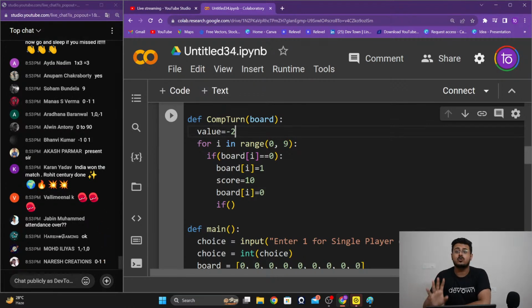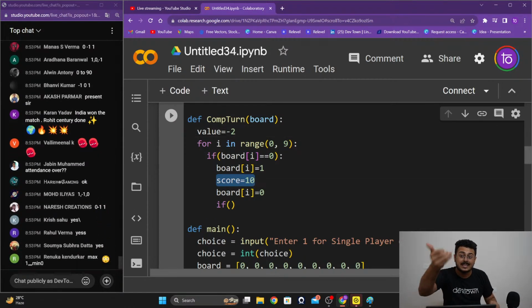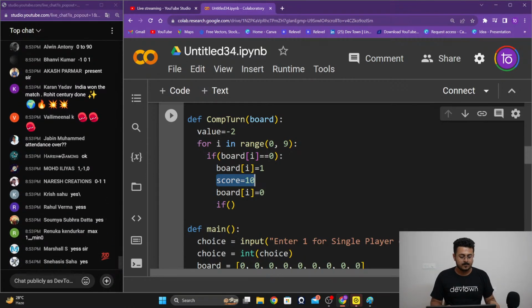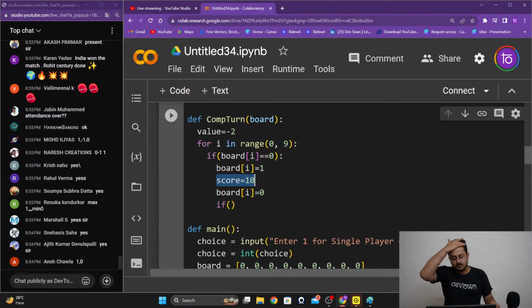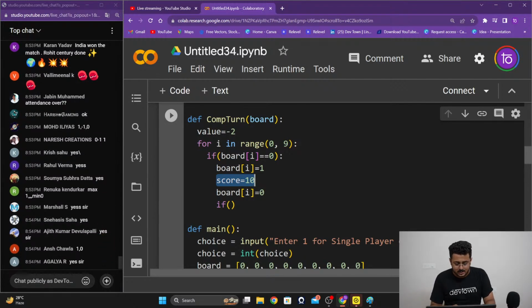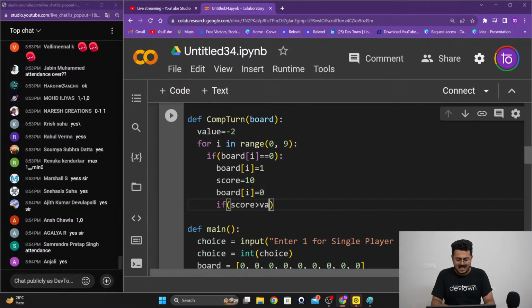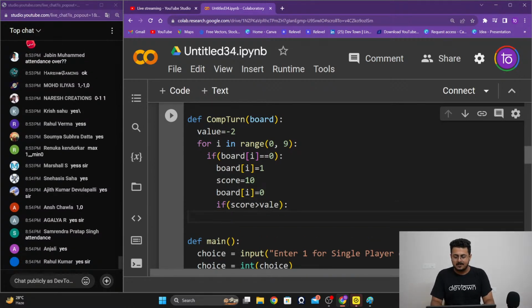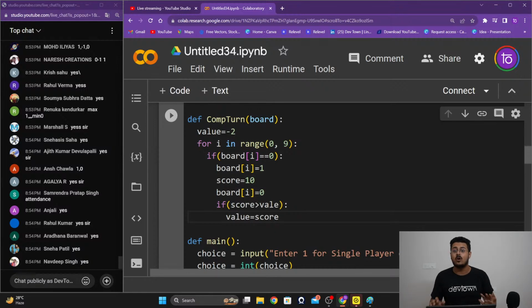So any score that we are getting right over here, any score for our X that we are putting on our screen, will always be greater than -2, right? So if our current score that we have got, score, is greater than value, in that particular case value equals score. That is the current highest score that we have got.